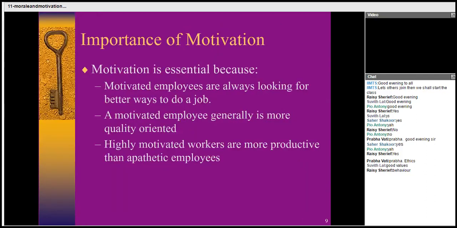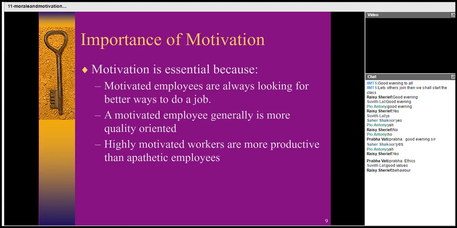What is the importance of motivation? Motivation is essential because motivated employees are always looking for better ways to do a job. A motivated employee generally is more quality oriented. Highly motivated workers are more productive than apathetic employees.